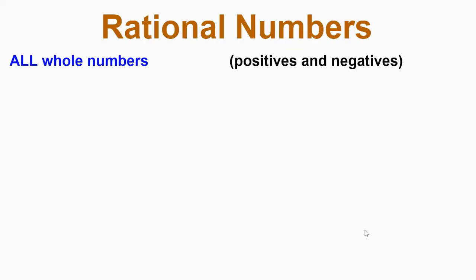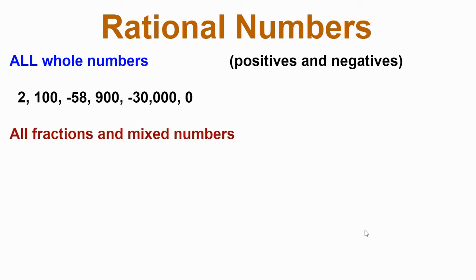Rational numbers are all whole numbers, every whole number, positive or negative, even zero. Here are some examples for you right here: 2, 100, negative 58, 900, negative 30,000, 0, and every other whole number you could name, 1, 2, 3, 4, 5, 6. All those are rational numbers.